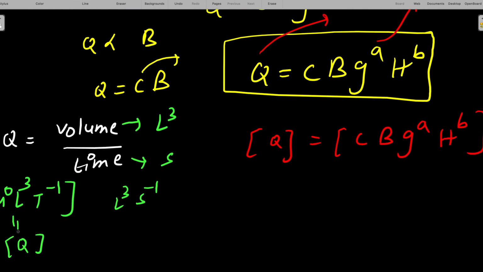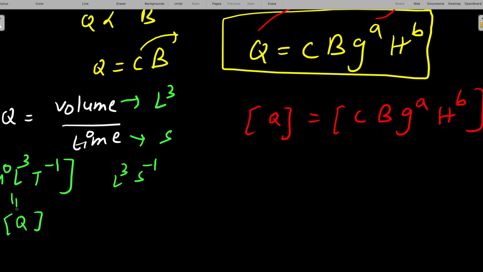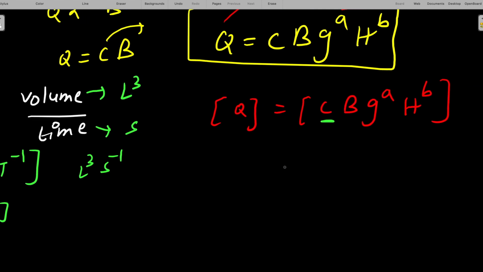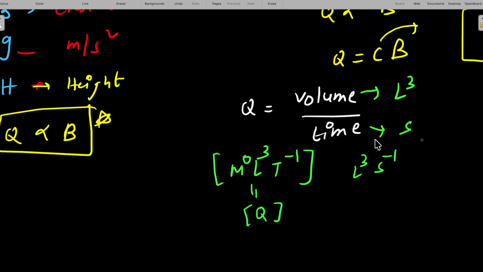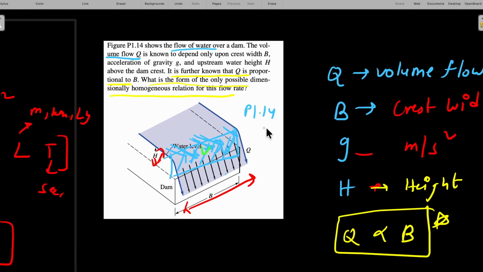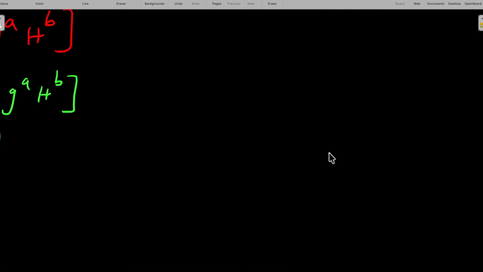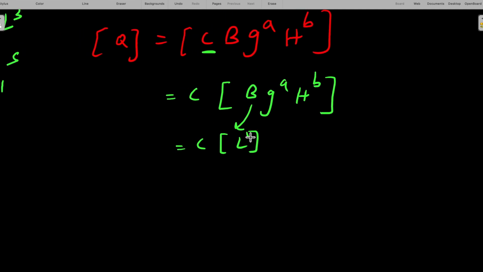Now we don't know the dimension of the right hand side, I will just find it easily. Since C is a constant here, it does not have any dimension, so we'll just take it out. b, g power a, H power b. As we know the dimension of b, it's length, because b they have mentioned as width. Width has a dimension of length, so we'll just keep it as L power 1.